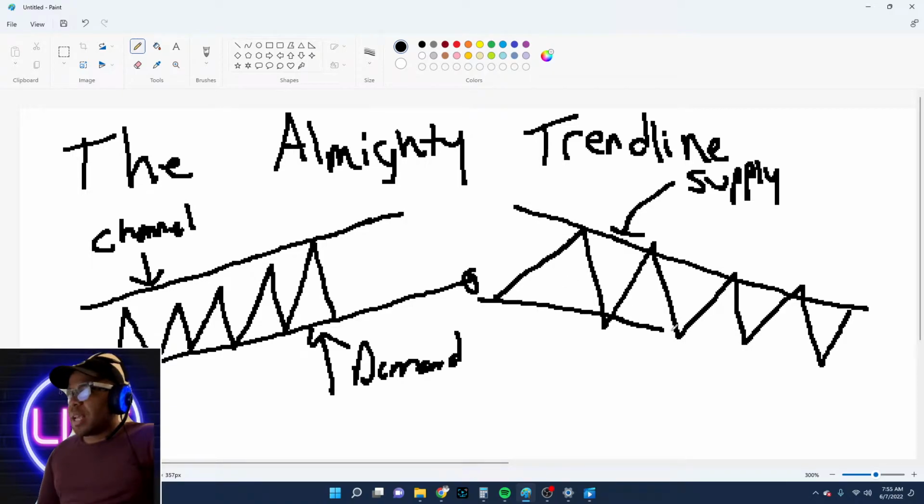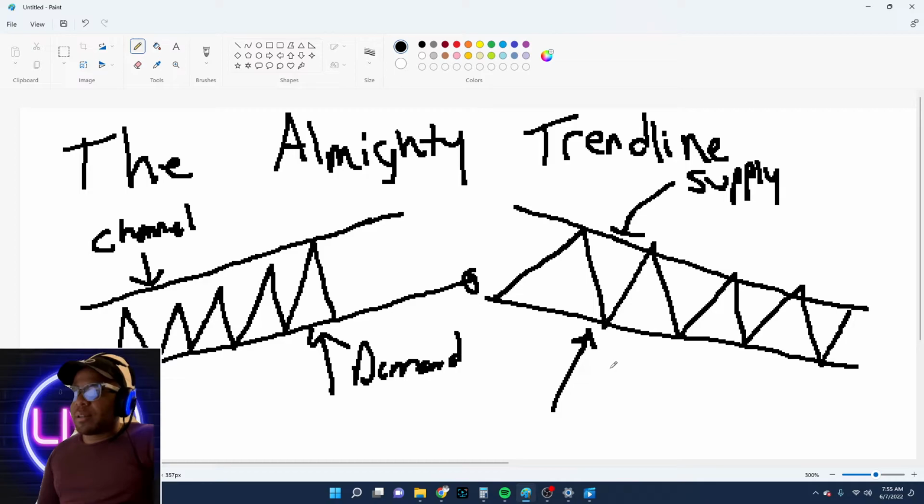And the same theory holds with this. Okay, this is going to be your channel line in a downtrend, okay, because your trend is down, and your channel line is the opposite of that.